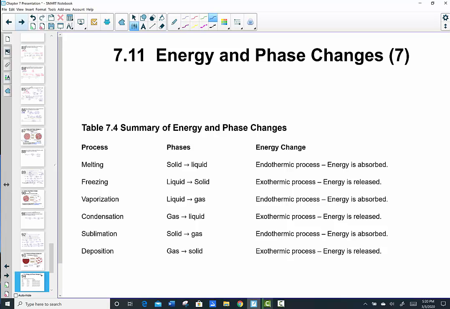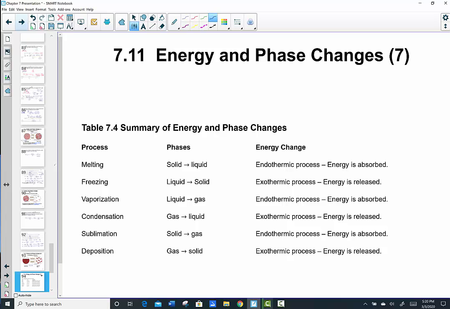When a liquid turns to a gas, it vaporizes. It absorbs energy. And the opposite of that would be condensation, releasing energy. To sublime is going from solid to gas directly, and deposition, to deposit, is going gas to solid directly.